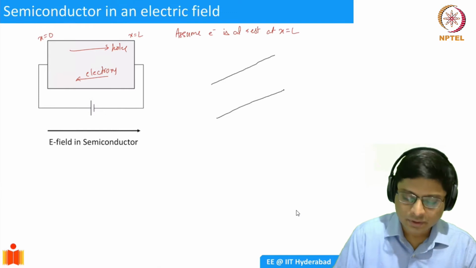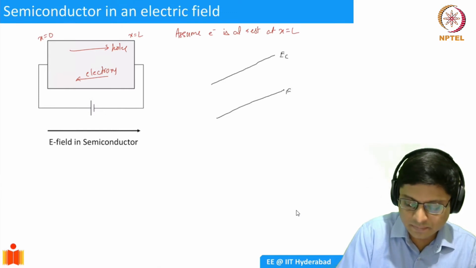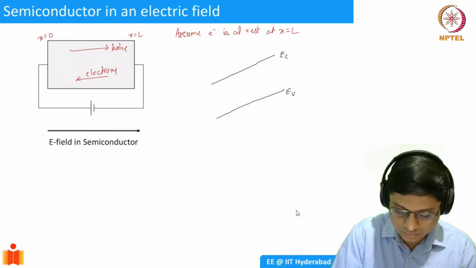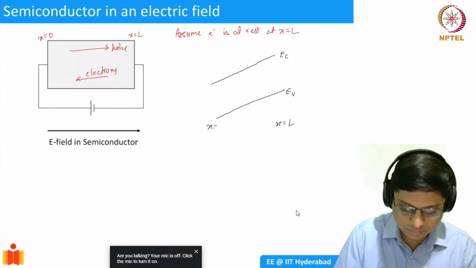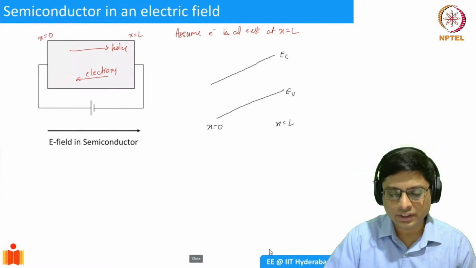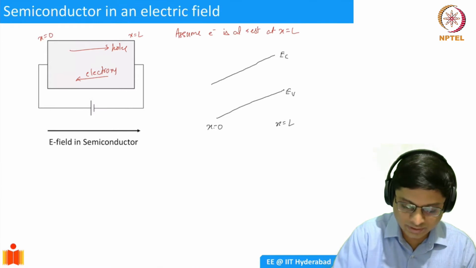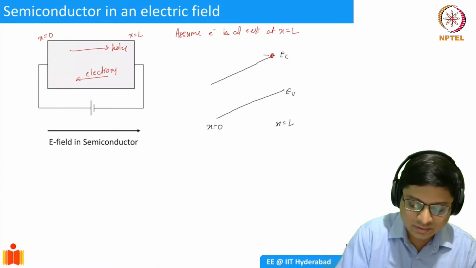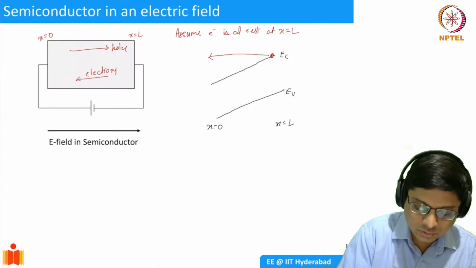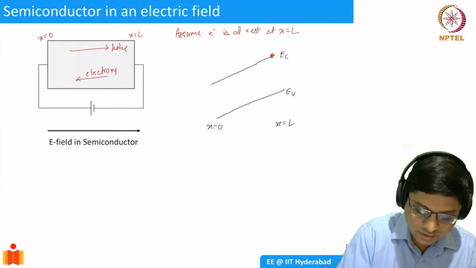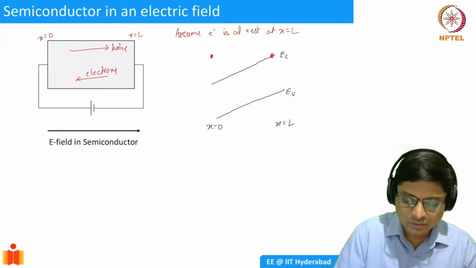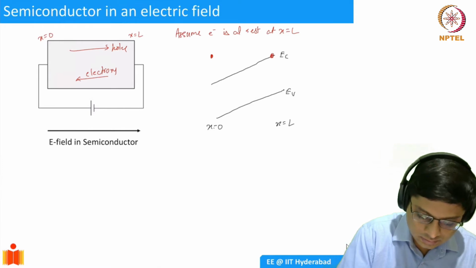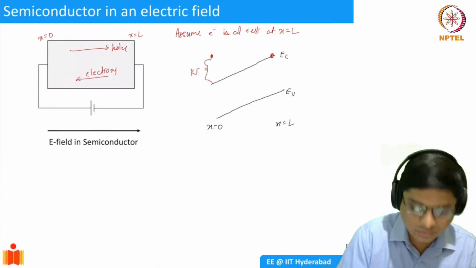So I'll say EC, EV. This is x equal to L, and this is going to be x equal to 0. Initially my electron was at rest, so it will be somewhere here. As it travels, it gains kinetic energy, which can easily be represented by this line. By the time it comes to the left edge, the electron might be somewhere here. So this is the amount of kinetic energy of the electron.